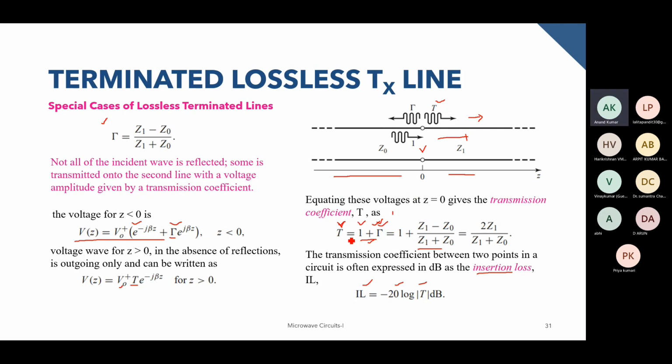Okay. So, I believe everything that we covered till now was only the special cases of what happens if ZL is something, or what happens if the length is something. So they were all special cases of the mathematics that we derived in the previous class.